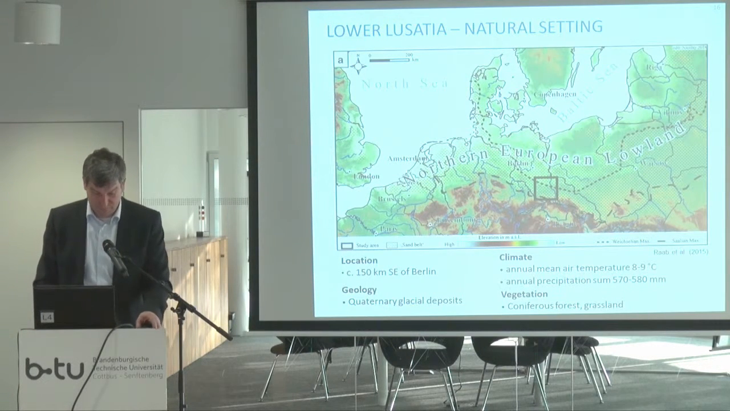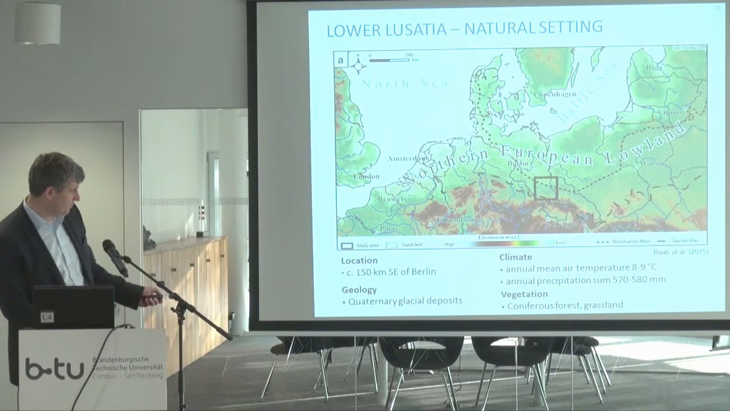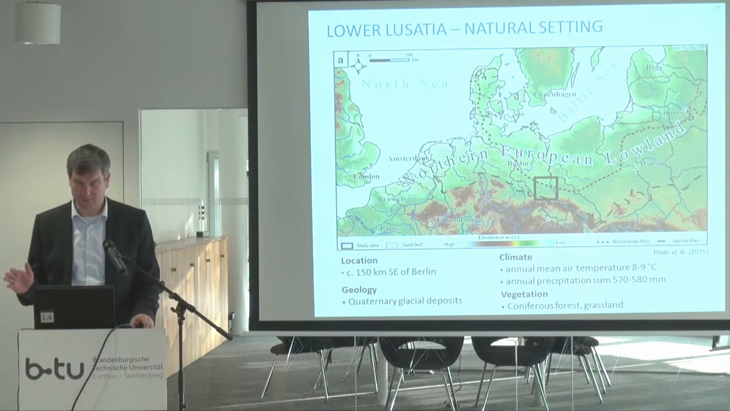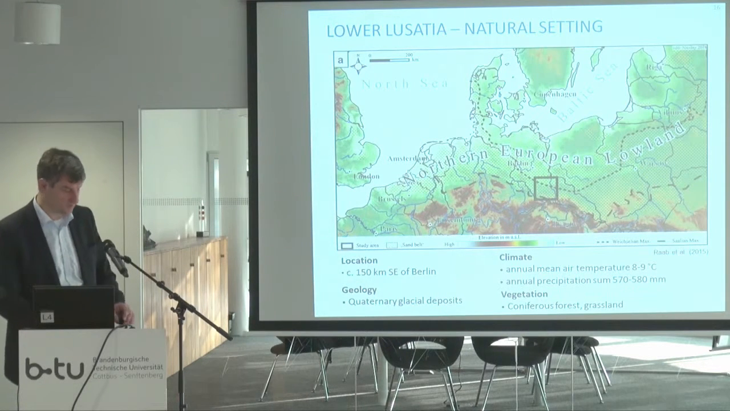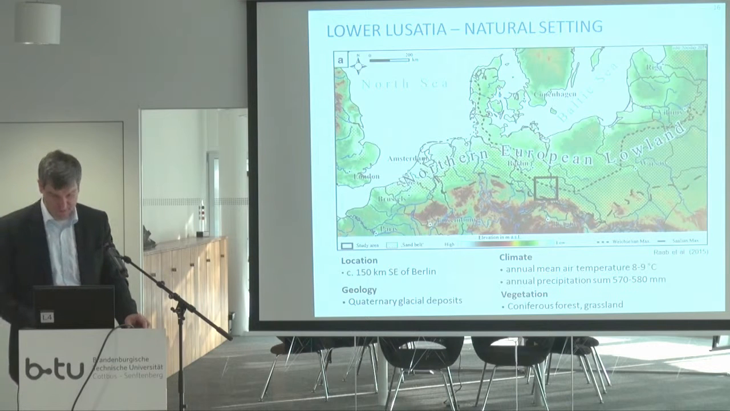So from the geography, we have this unit in the south, which we call the low mountain ranges, and then we have this area which has very low elevations, and therefore it's called the Northern European lowland, elevations of 150, maximum 200 meters above sea level. And Cottbus is located here in this part of the Northern European lowland.